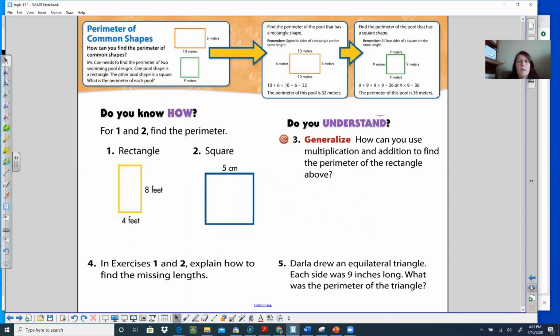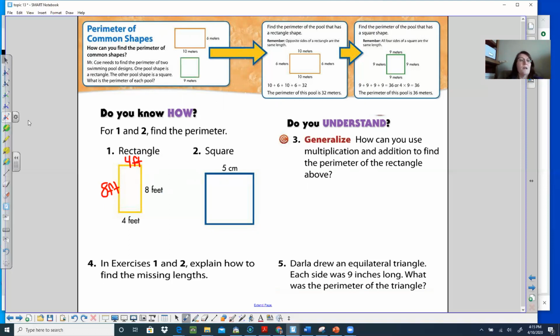Okay, now in our math book, we are going to work on problem number 1 and problem number 2. Number 1, they have given us a rectangle, and we need to remember to label our sides. If you think back to that silly song, perimeter is around. You label all the sides. You add up all the sides.